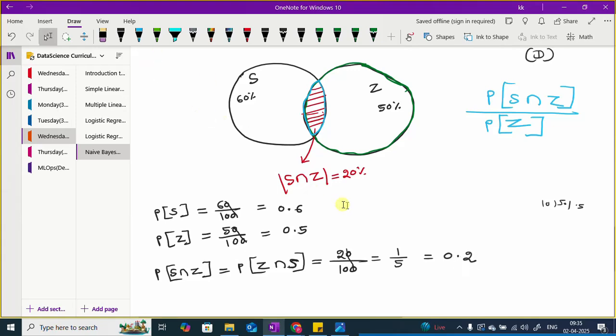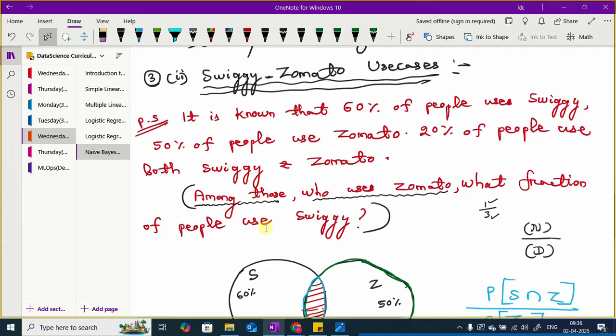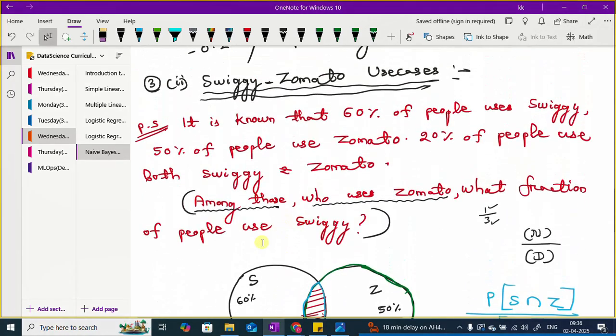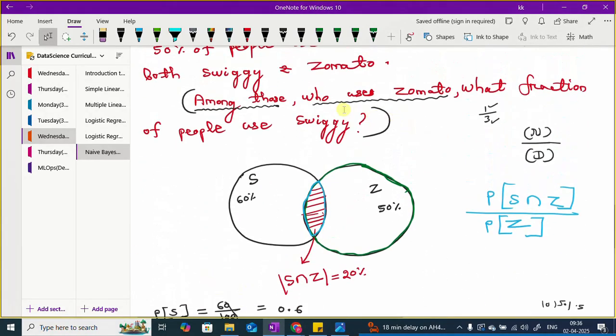Now, whenever the question is like this: among those who use Zomato, what fraction of people use Swiggy? It's asking us to find the probability of Swiggy provided or given Zomato. Are you getting my point? Probability of people who use Swiggy among Zomato users means probability of Swiggy given Zomato.